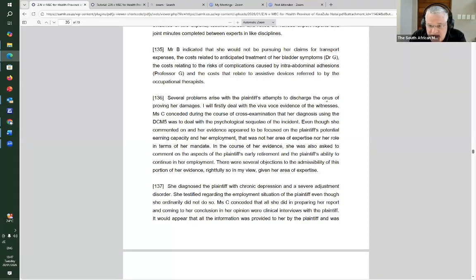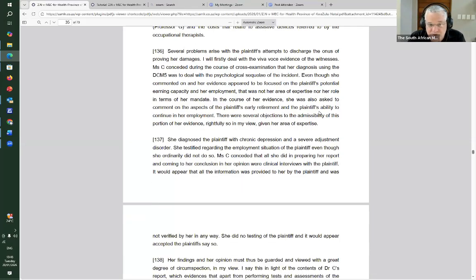In the course of her evidence, she was also asked to comment on the aspects of the plaintiff's early retirement and the plaintiff's ability to continue in her employment. This is not within the purview of a clinical psychologist. There were several objections to the admissibility of this portion of her evidence, rightly so, in my view, given her area of expertise. In other words, those criticisms were well-founded, and it is one of the main planks on which this judgment rested in finding that the plaintiff had not discharged her onus in proving her damages.